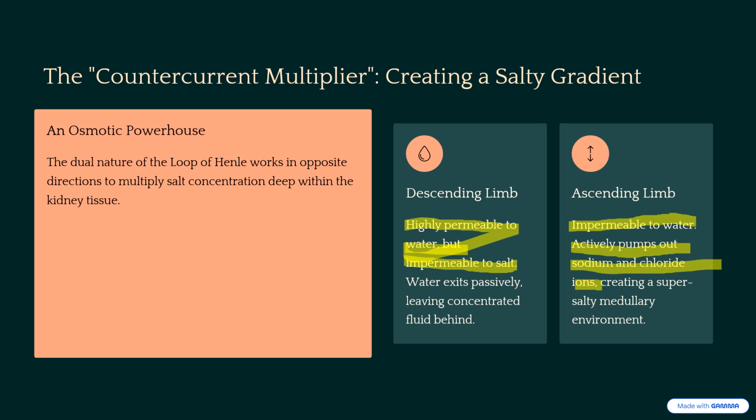So it is called countercurrent, meaning the descending limb, which descends down from the Bowman's capsule, is highly permeable to water but impermeable to salt. On the other hand, the ascending limb, which appears after the loop where the descending limb ends and which ultimately connects to the collecting tubule, is impermeable to water but permeable to salt. So water exits passively, leaving concentrated fluid behind. Why concentrated fluid? Because it is totally filled up with salt. The ascending limb creates a super salty medullary environment because it excretes the salt but retains the water.